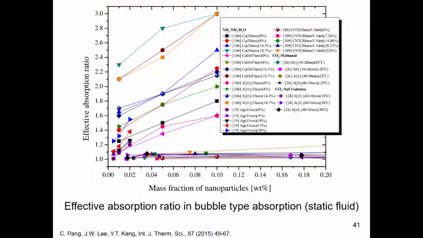This figure shows the effective absorption ratio in bubble-type absorption. In this type of absorption system, it's somewhat difficult to compare the effective absorption ratio directly due to different conditions in each reference for the nozzle size, absorber configuration, and liquid flow pattern. However, it's meaningful that the absorption performance enhancement by nanofluid is compared and summarized.